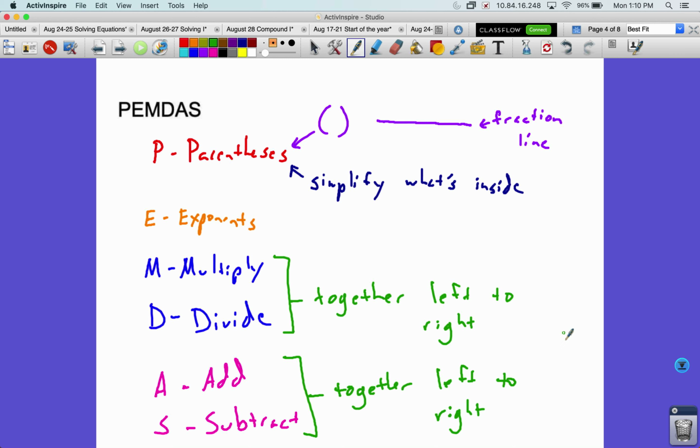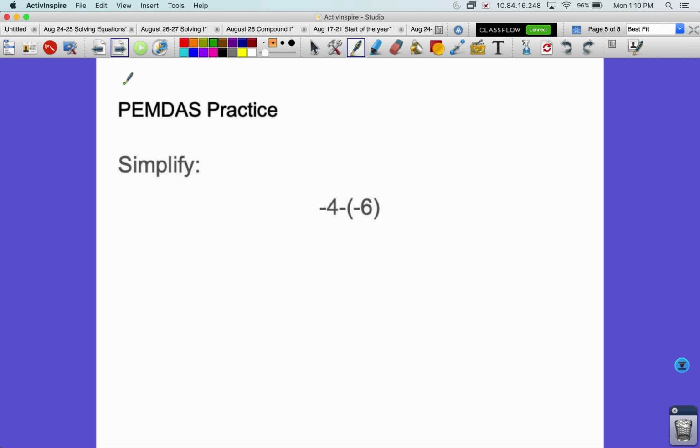All right, so make sure your notes look like this. It's time for us to start practicing with this. So here we have an algebraic expression, -4 minus a -6, but it's written with a couple extra symbols. So we need to simplify this down as much as we can. In this case, we're going to be able to simplify it to a single number. In order to do that, we've got to apply PEMDAS.